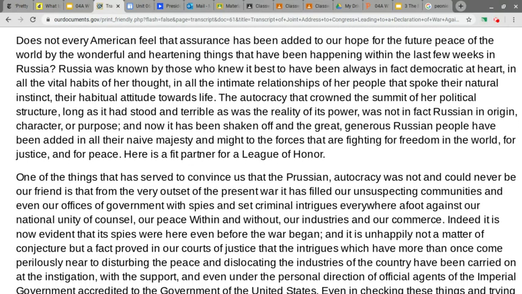Does not every American feel that assurance has been added to our hope for the future peace of the world by the wonderful and heartening things that have been happening within the last few weeks in Russia?